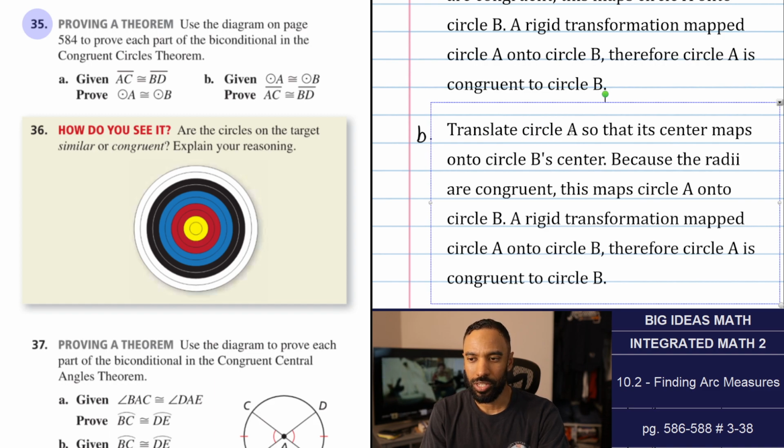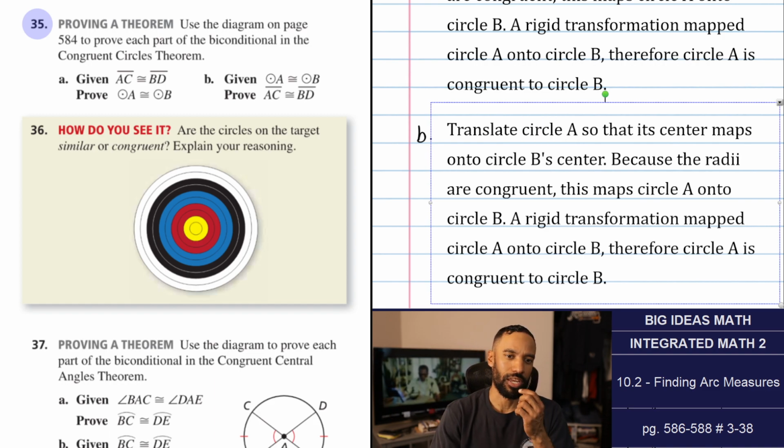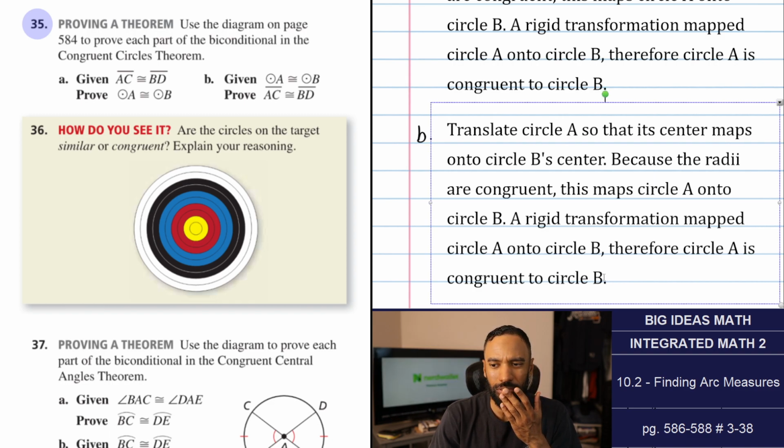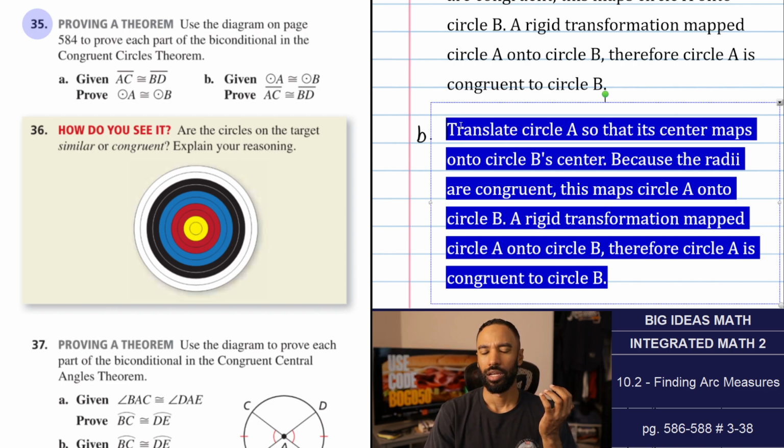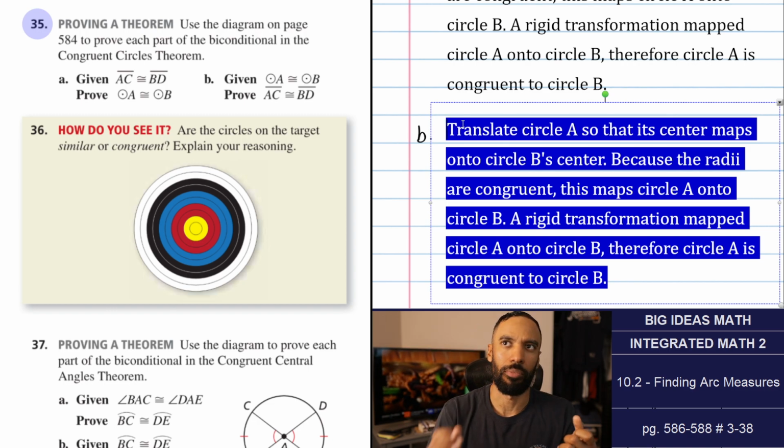Okay, so translate circle. Well, let's see what I'm going to say here. Given that the circles are congruent, let's do that. Well, actually, I don't think we have to do a transformation here. Now that we know that circles are congruent, we just have to go by the definition and say that the points kind of work.